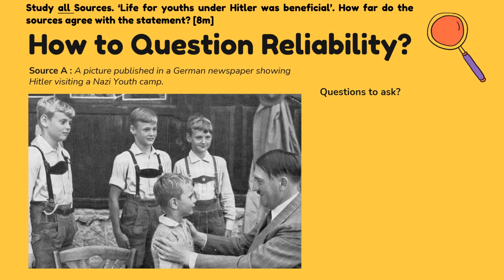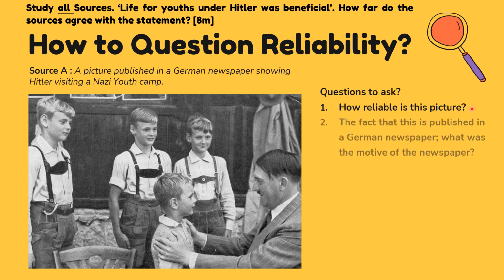So how do we question reliability? All right, so this is just a sample. Let's say, for example, you're given a picture that was published in a German newspaper, and it shows Hitler visiting a Nazi youth camp. So some questions you can ask: how reliable do you think this picture is?